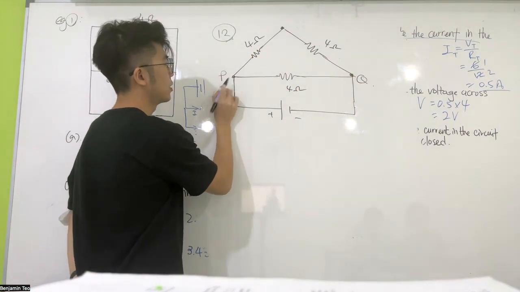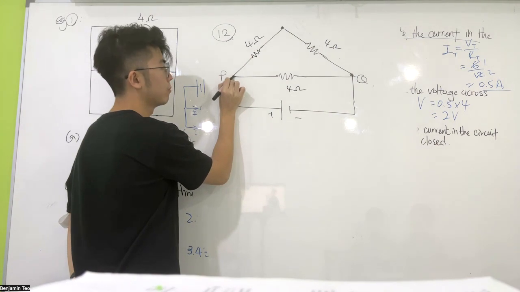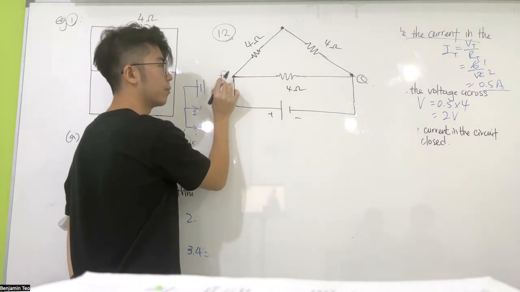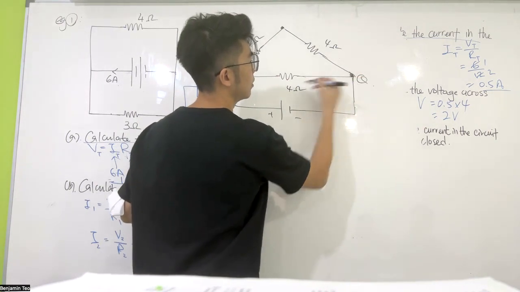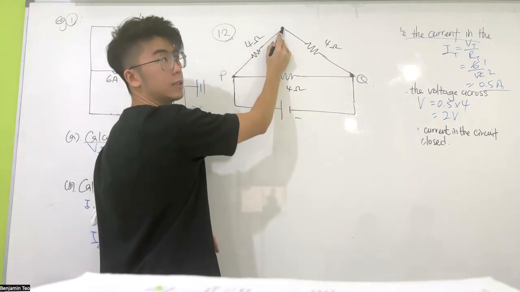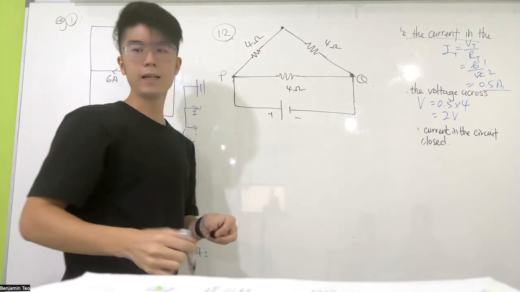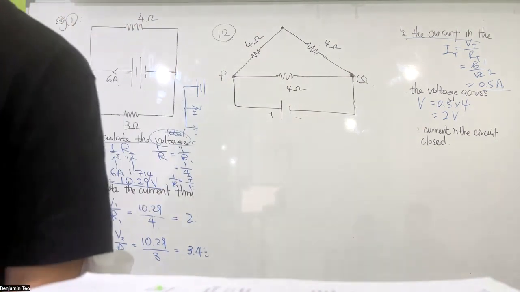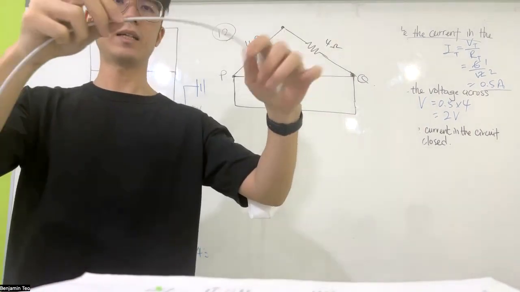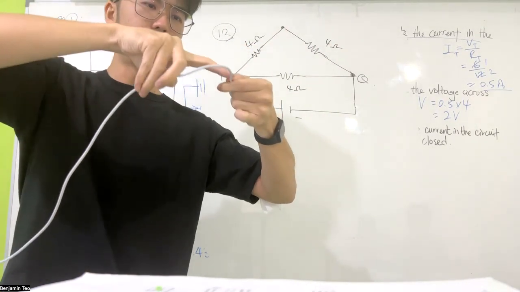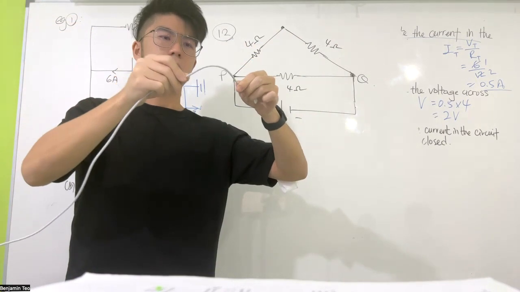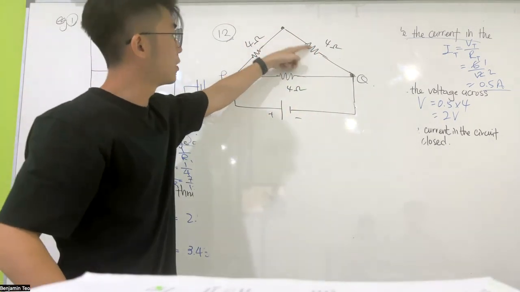Where is your T junction? This is a T junction. A T junction is a point that has 3 branches. This is a T junction. This is not a T junction. This is a turning point. This is like taking a wire, I take a wire like this, and I just bend it like this. It's the same wire, right? The current flows from here to here. It's the same wire.